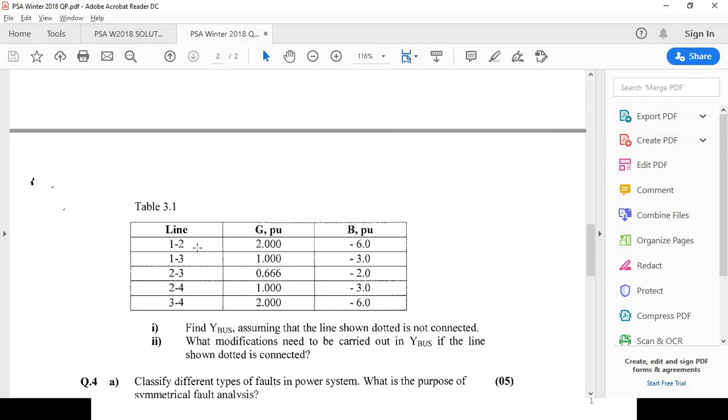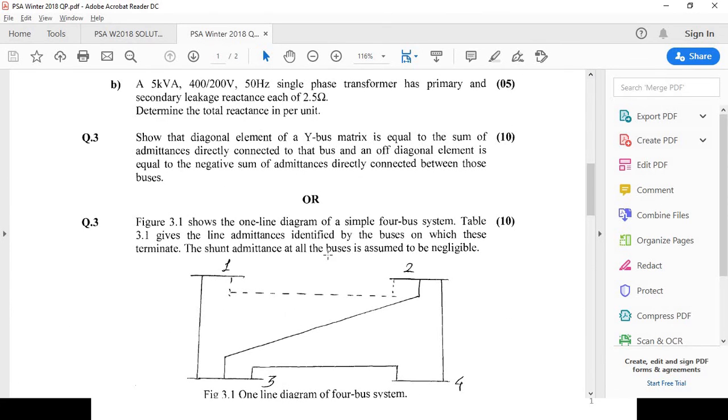For example, for the line 1 to 2, they have given G equal to 2 and B equal to minus 6, from which you get the admittance for the line 1 to 2 as 2 minus j6 per unit. Similarly, the admittance for the line 1 to 3 is 1 minus j3, for 2 to 3 it is 0.666 minus j2.0, for 2 to 4 it is 1 minus j3, and for 3 to 4 it is 2 minus j6. Okay, so they have given the admittances. The shunt admittances at all the buses are assumed to be negligible. That is the condition for the question.